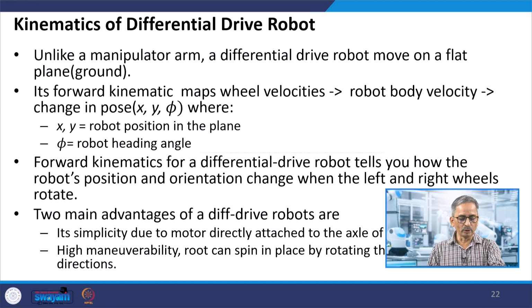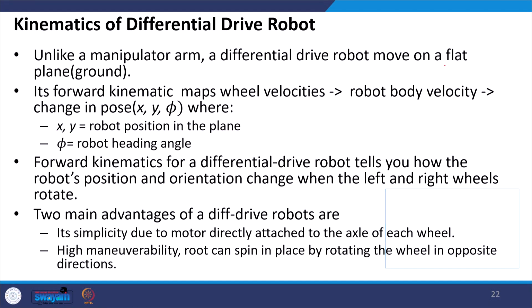Okay. If I want to look at the kinematics of this, unlike a manipulator arm, a differential drive robot moves on a flat plane. I have already discussed this. The forward kinematics maps wheel velocities to the robot body velocities over here. Okay. That is the change in pose x, y and phi, where x, y are the robot position in the plane and phi is the robot heading angle. Okay. So, the forward kinematics for a differential drive robot tells how the robot position and orientation changes when the left and right wheel rotate.